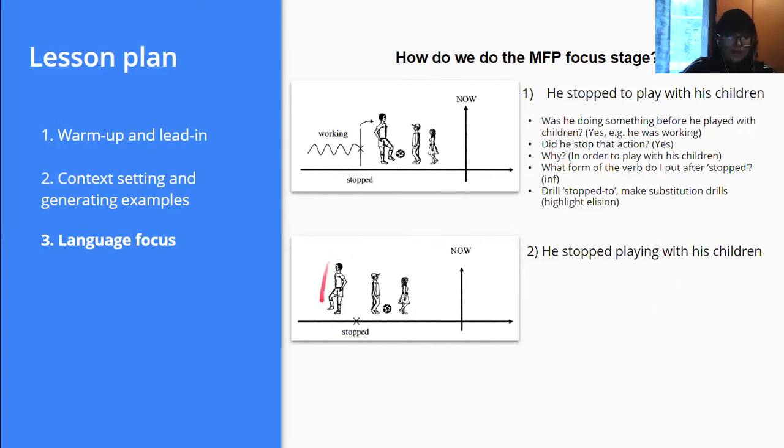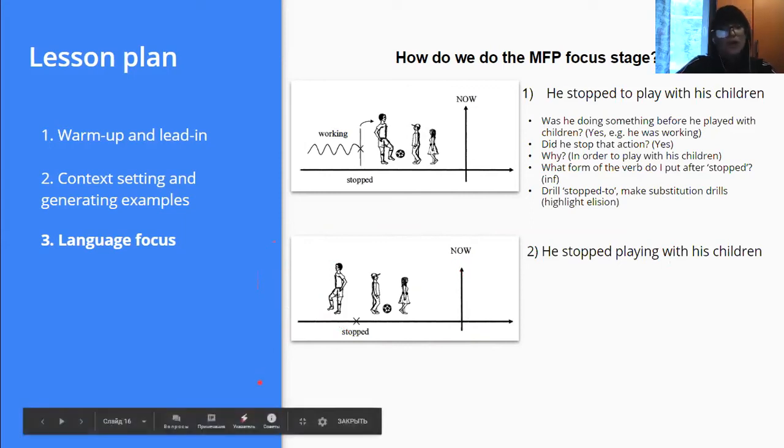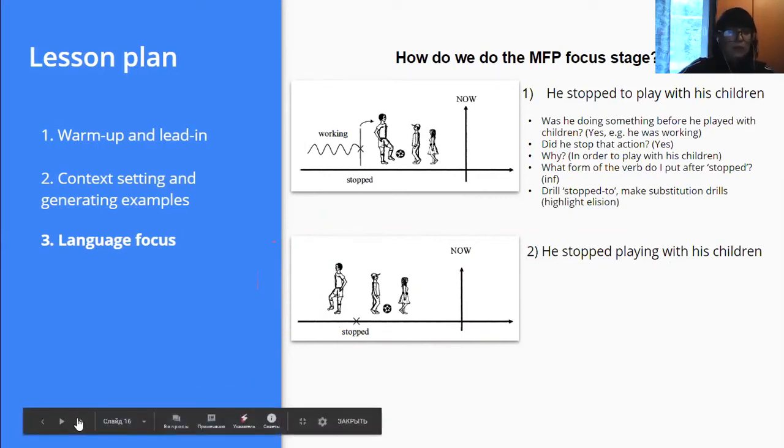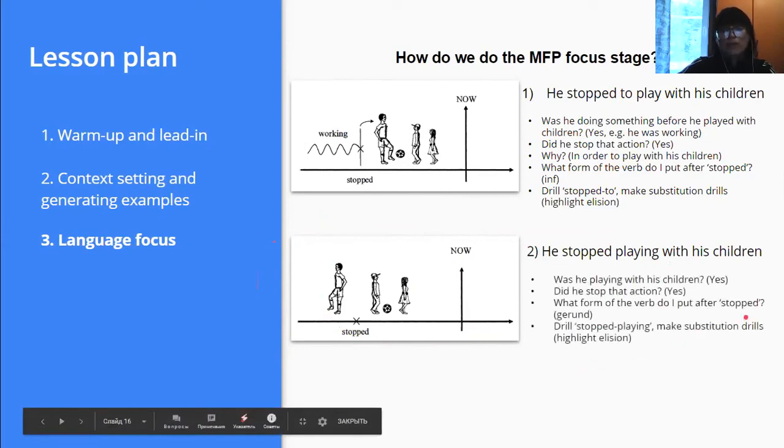As for the second sentence, the procedure is the same. You don't have to use anything else. But again, the structure is the same. First and foremost, you would have to ask a few CCQs to elicit this structure. Then you would have to cover the form, and finally, pronunciation features. Again, you can see a number of questions.